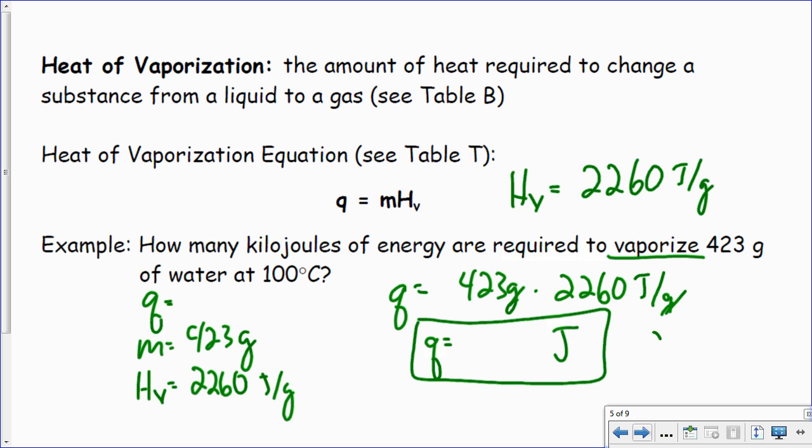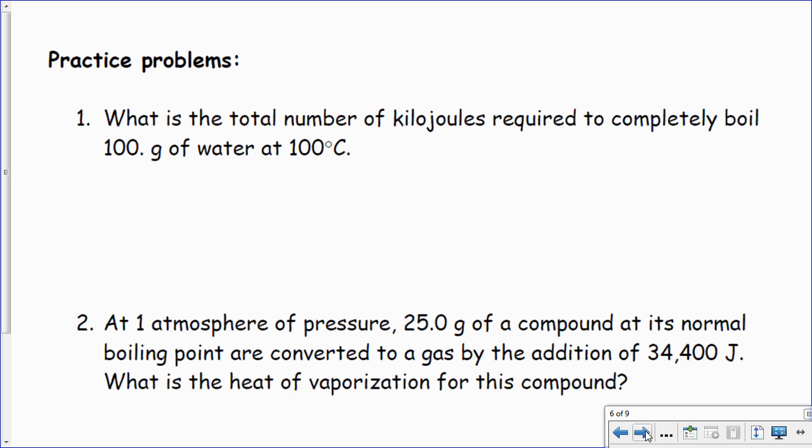Then I'm going to have to take that Q I just got and divide it by 1,000 to get it into kilojoules. Okay? Don't get hung up on the joules thing. Let's make sure we know which equation to use. So here it says, what is the total number of kilojoules required to completely boil? That's H sub V. I don't know the Q.